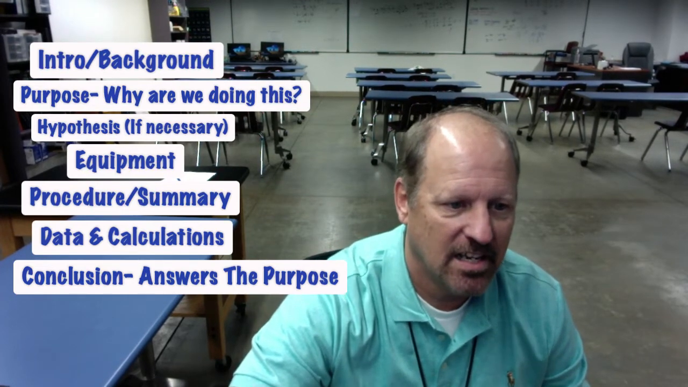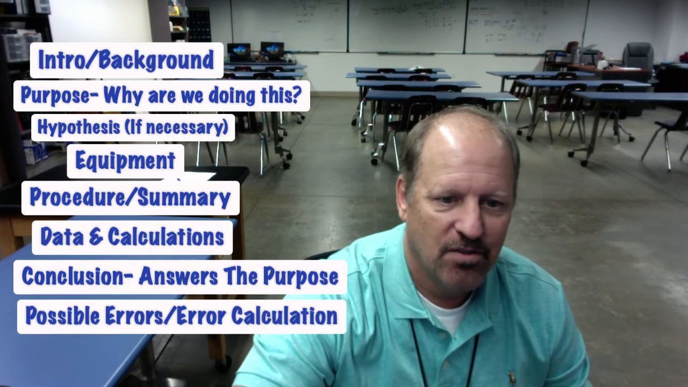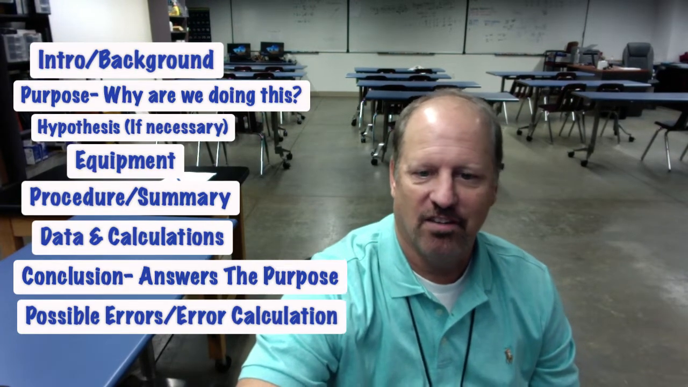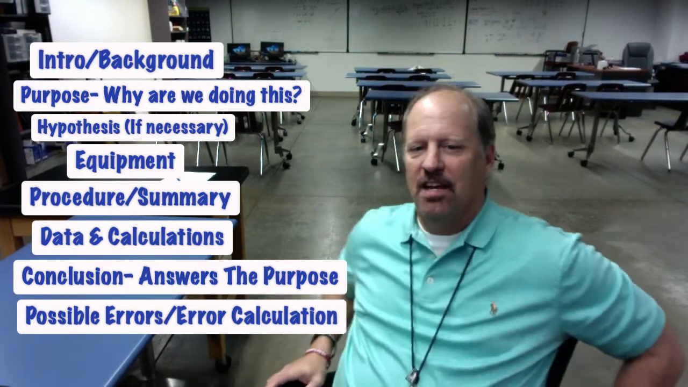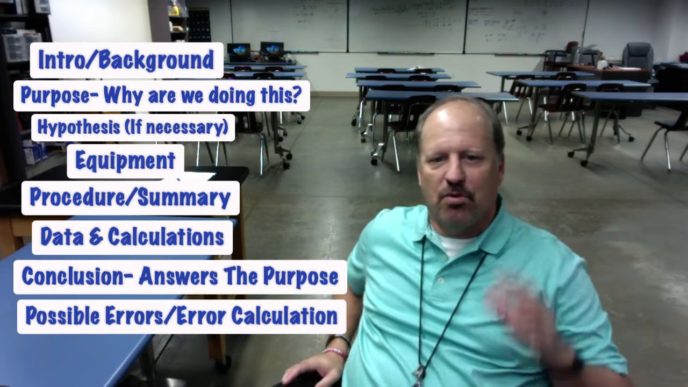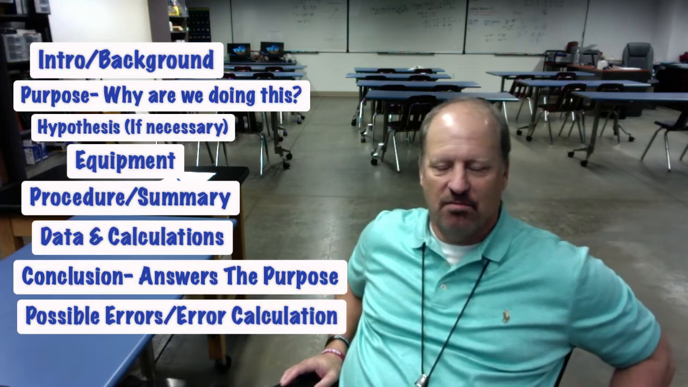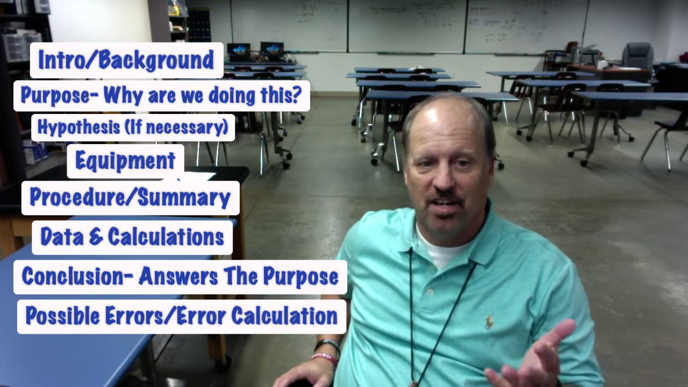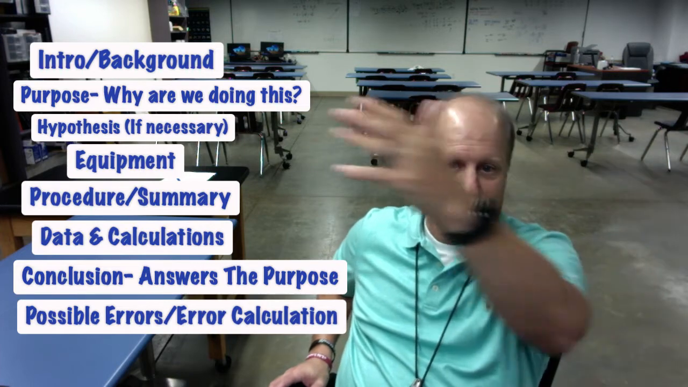And then the last thing is if you had possible errors or error calculation. So in determining the acceleration due to gravity, we can calculate our percent error at the end because we know what the value is. Okay? So this is the setup right here.